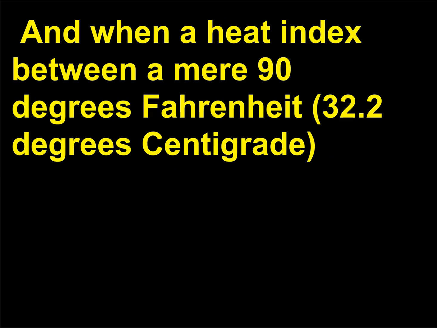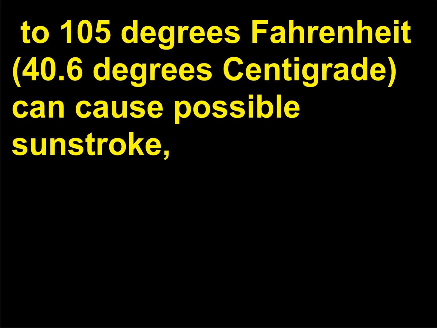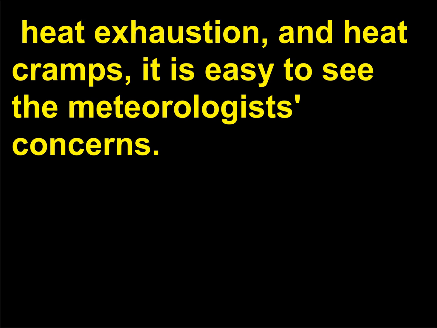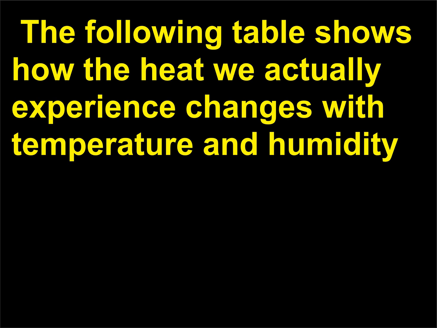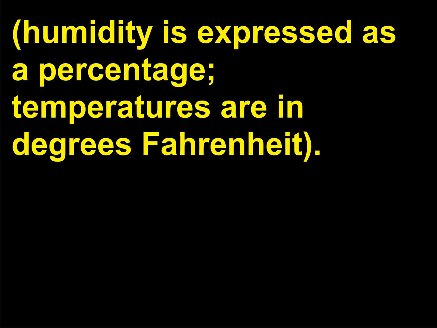And when a heat index between a mere 90 degrees Fahrenheit, 32.2 degrees centigrade, to 105 degrees Fahrenheit, 40.6 degrees centigrade, can cause possible sunstroke, heat exhaustion, and heat cramps, it is easy to see the meteorologist's concerns. The following table shows how the heat we actually experience changes with temperature and humidity. Humidity is expressed as a percentage, temperatures are in degrees Fahrenheit.